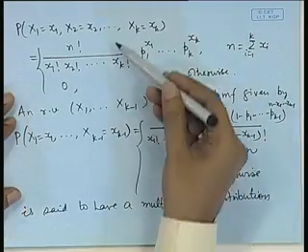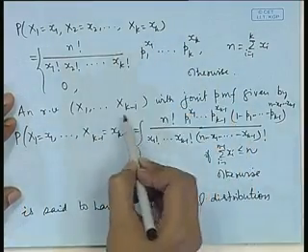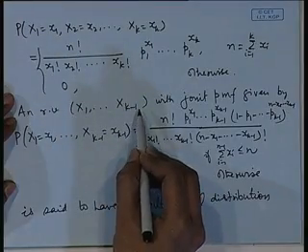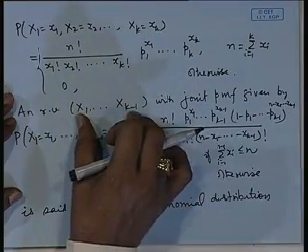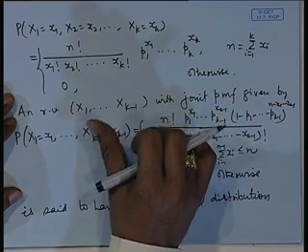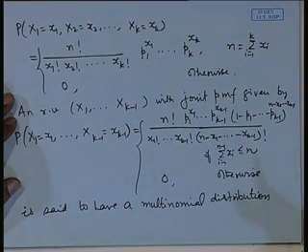In fact, if you look at these two, they are the same. But formally we define a multinomial distribution to be k minus 1 dimensional, because the last value is determined automatically. Like in the binomial distribution, we talk about the distribution of the number of successes. We do not say the distribution of the number of successes and failures.